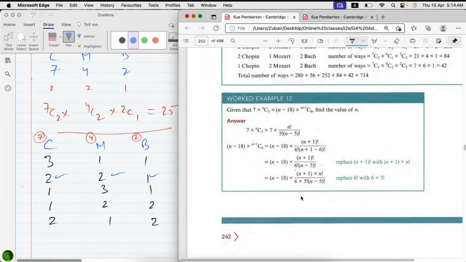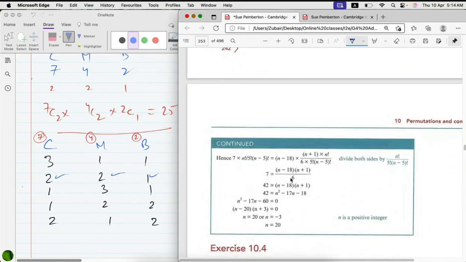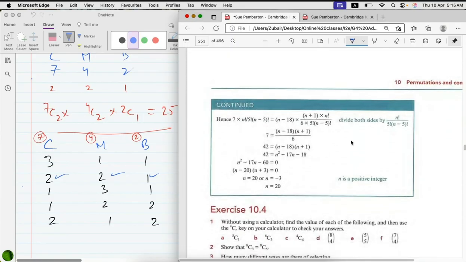Now, once they've expanded, this one could be equated with this. So when we equate them, we can cancel out. See, cancellation, cross multiplication, and we get one straight equation, which simplifies and gives N equals 20.